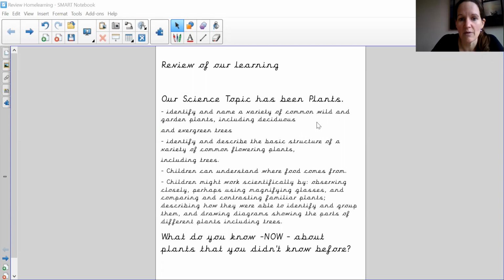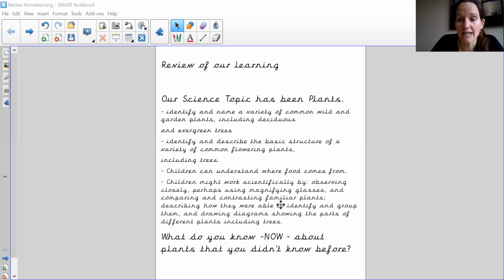Identify and name a variety of common wild and garden plants, including deciduous and evergreen trees. So we've been looking at flowers and the different types of trees there are, and looking at deciduous and evergreen trees. Identify and describe the basic structure of a variety of common flowering plants. So we looked at the 4 parts of a flower and the 4 parts of a tree. We've looked at where food comes from, where food that originates from plants has come from. So we looked at the oats and the sugar.